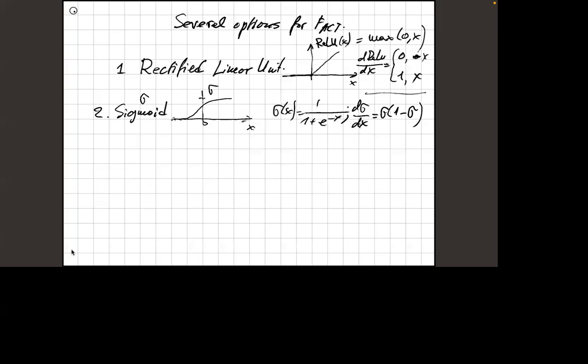And finally, we have something which is called the hyperbolic tangent, which looks like this. It goes from -1 to 1.